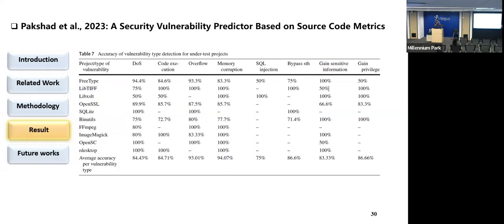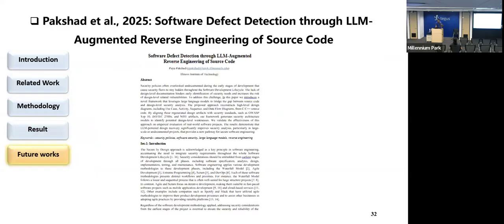Based on the vulnerability types, we can see, across these applications and source codes, how successful my framework was at detecting denial of service, code execution, overflow, memory corruption, SQL injection, bypass, gain sensitive information, and gain privilege vulnerabilities. The columns are the types of vulnerabilities. That was that paper, so for the last part of my presentation, this is the thing that you saw.